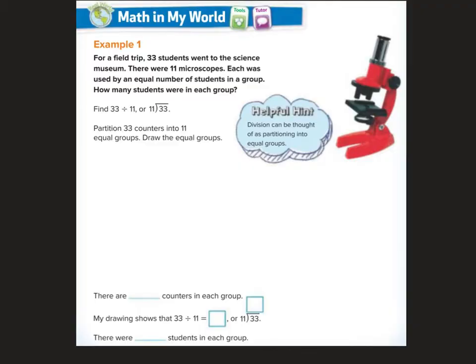Example 1 says, for a field trip, 33 students went to the science museum. There were 11 microscopes. Each was used by an equal number of students in a group. How many students were in each group? So what we're trying to find here is 33 divided by 11. Okay, so I could use counters, 33 counters, and divide them into 11 groups.